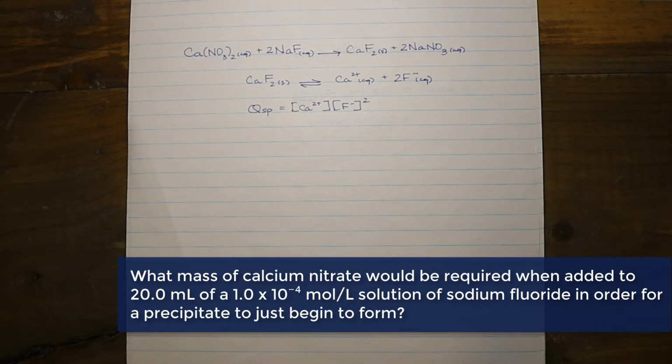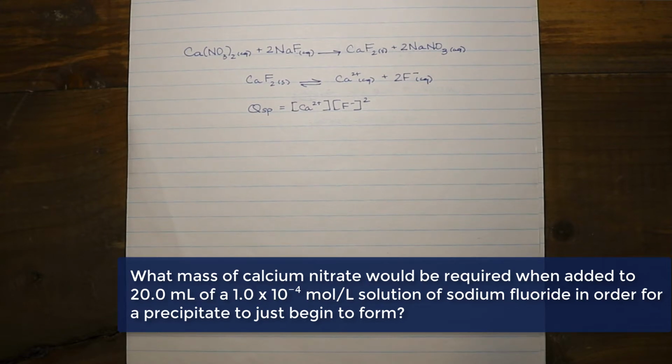You can see that I have the balanced chemical equation there. You can see that I have our equilibrium equation. Remember, we're dealing with the precipitate here. And from the equilibrium equation, I can derive the Qsp expression. Now, in fact, we don't need the Qsp expression, or another way we can approach this is that the Qsp is going to be equal to the Ksp. That is, we want a precipitate to just begin to form.